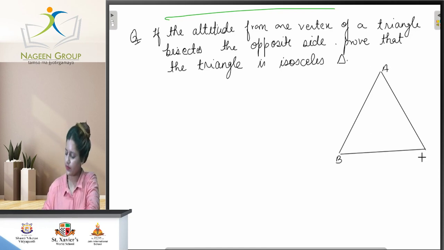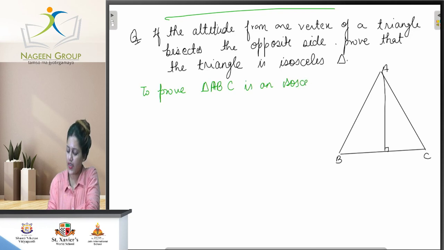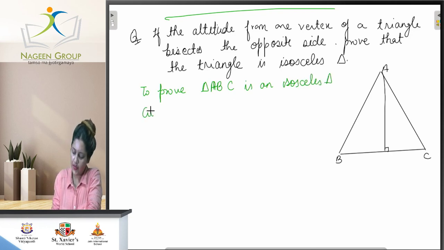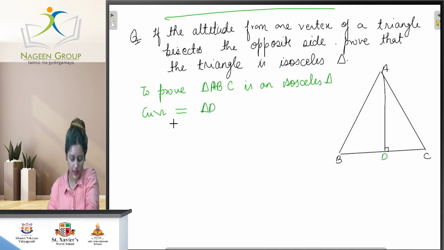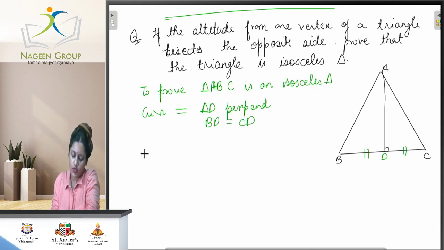Triangle ABC, this is an altitude, that means it is perpendicular. So to prove that triangle ABC is an isosceles triangle, given that AD is perpendicular and BD equals CD.